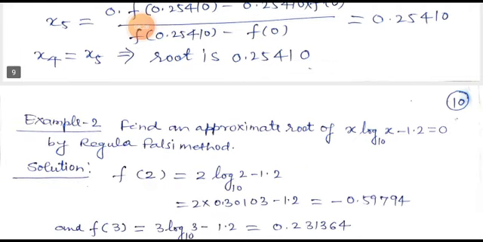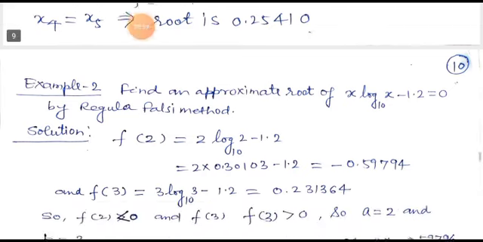Now the next example: find an approximate root of x log 10 x minus 1.2 is equal to 0. This is a transcendental equation, because if any equation consists of a logarithm function, trigonometric function, or exponential function, then such an equation is called a transcendental function. So we have to find the root of the transcendental function with the help of the Regula-Falsi method.